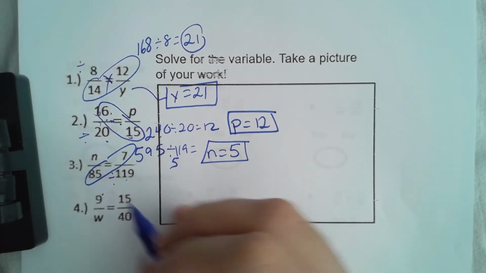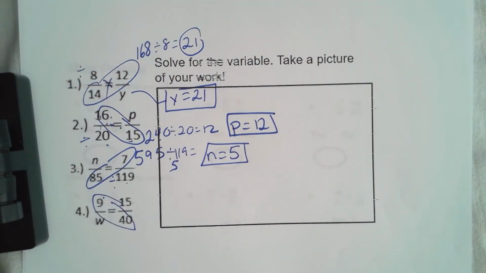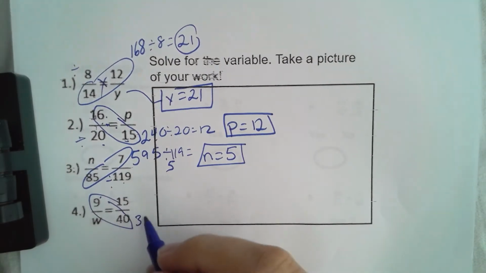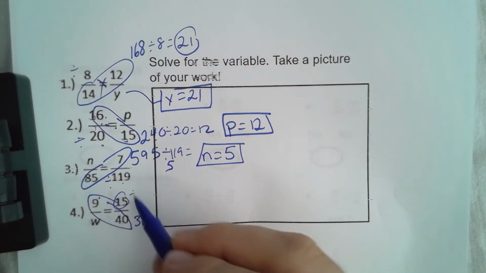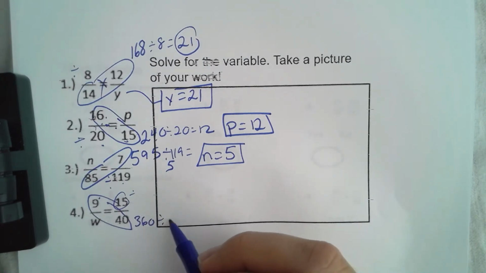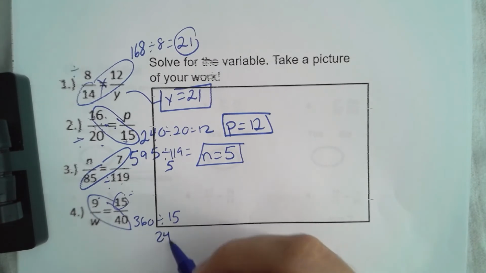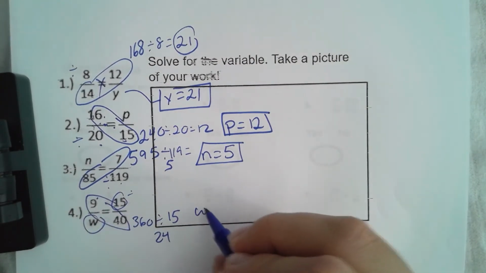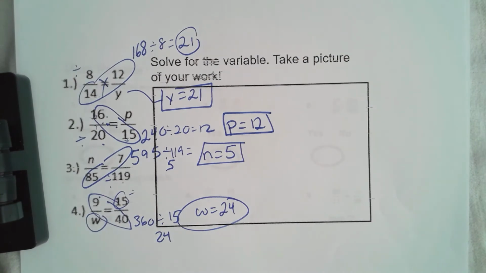Okay, last one here. I cross multiply the ones that I know. 9 times 40 is 360. And then the last number I have here, I'm going to divide by 15. And I get 24. So that means w equals 24. Easy, right?